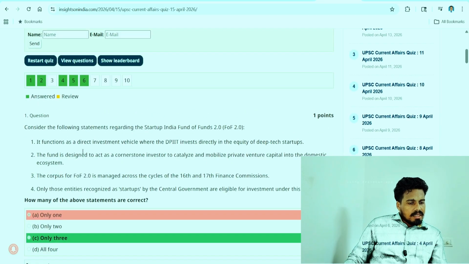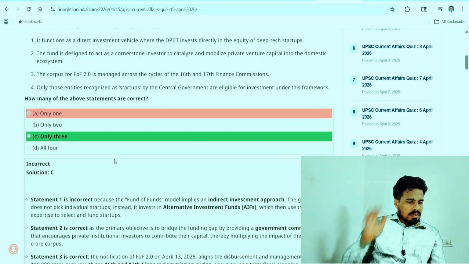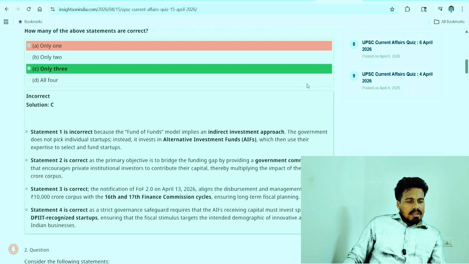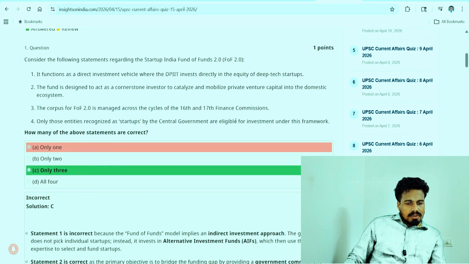The second statement is right. Our analysis regarding the second statement was also correct. Third and fourth went wrong. Third we took as wrong because of this number, but this number was right this time. So that happens rarely, and we got it as wrong. Fourth was correct. We took that as a wrong statement because only those recognized by central government. So if it is recognized by state government, they won't get it. That's the thing here.